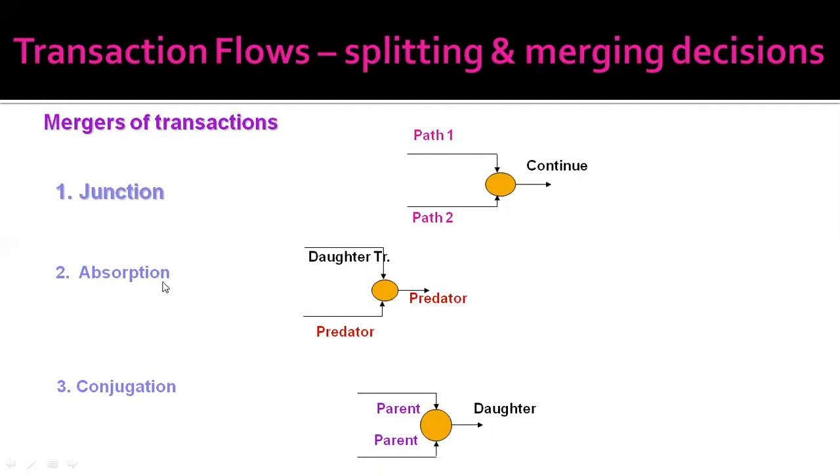In the case of absorption, the predator transaction absorbs the prey transaction. Who is the prey? The daughter is the prey. So the daughter is being absorbed into the parent predator, and the predator is retaining its identity. Whereas in conjunction, the two parent transactions merge to form a new daughter. So in keeping with this biological flavor, this case is called a conjunction.